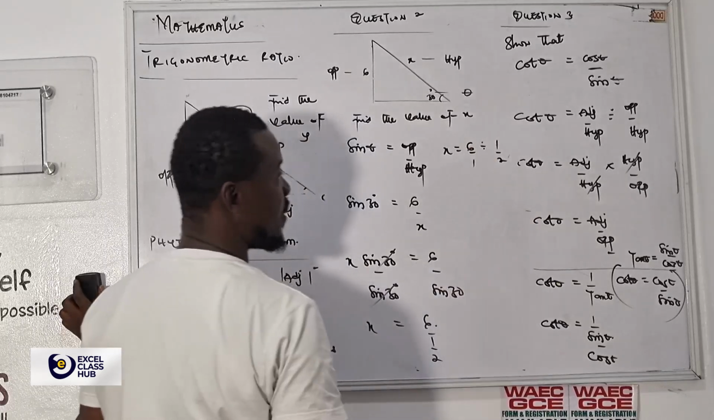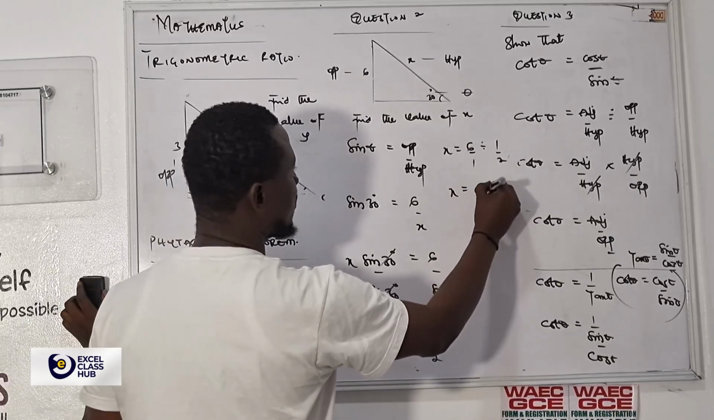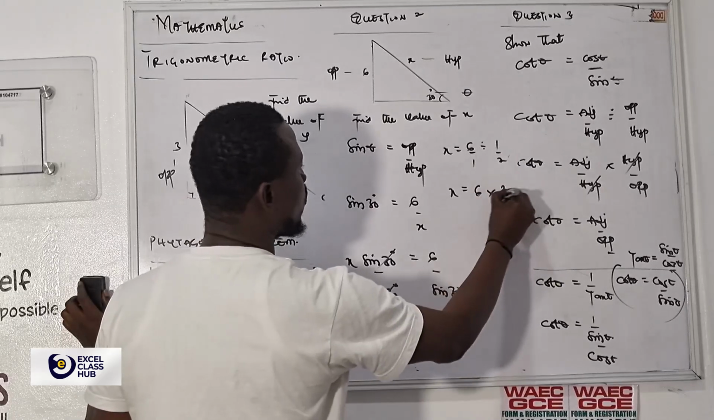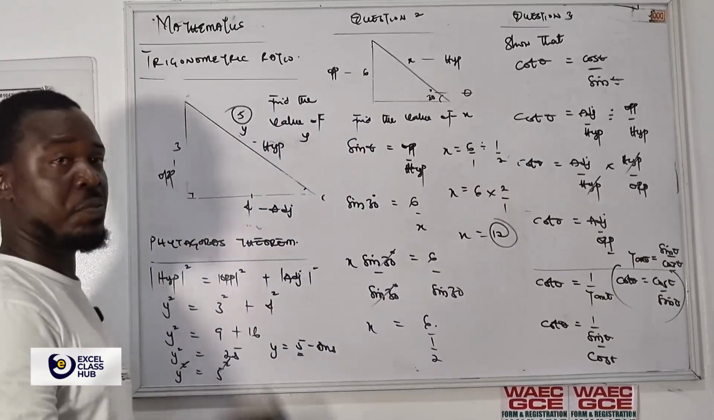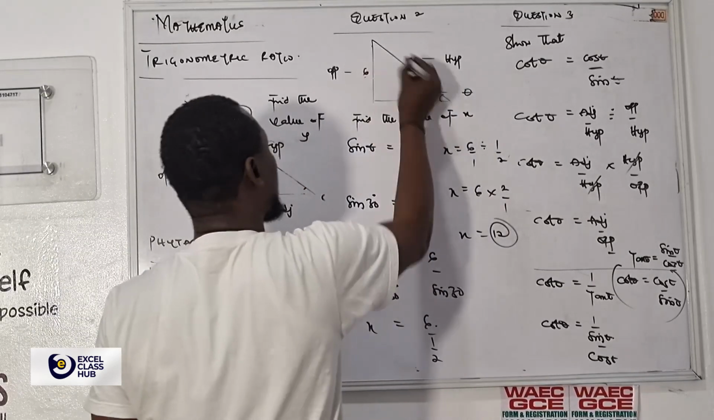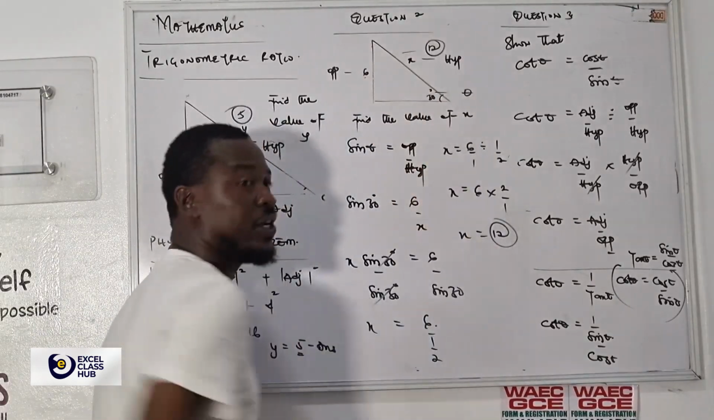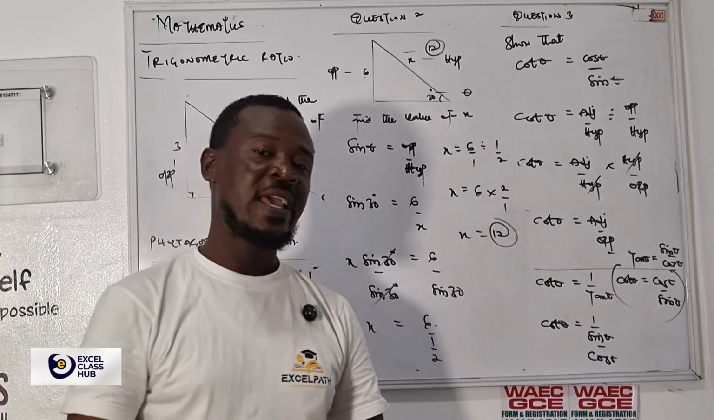This one is 2 over 1. So that means my x should be what? 6 divided by, times. Which one will go up? 2 over 1. So that means the answer there is what? 12. Are you with me now? Because you should know that your answer there must be larger than 6. So this place here is 12. So that is the second example.